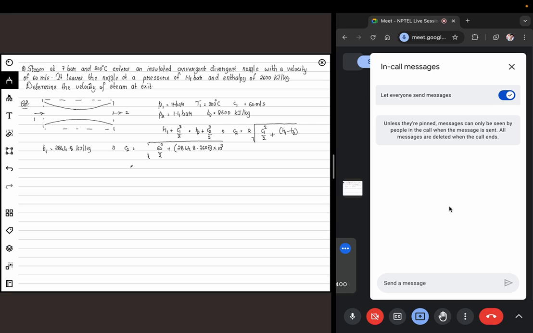Sorry, the 2 goes inside the square root.